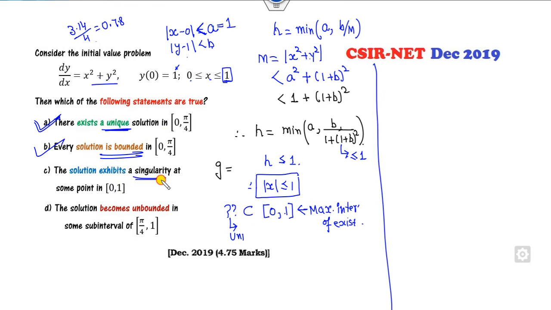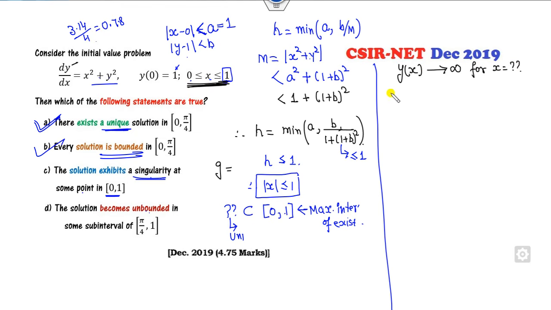If there exists a singularity at some point in the closed interval, then the solution is unbounded. Once you prove there is a singularity, it definitely becomes unbounded. How can you prove the singularity? What is the meaning of the singularity? I get a solution as y in terms of x. If you prove that it goes to infinity for some value of x, then it means it is a singularity. Fine. It's very simple.